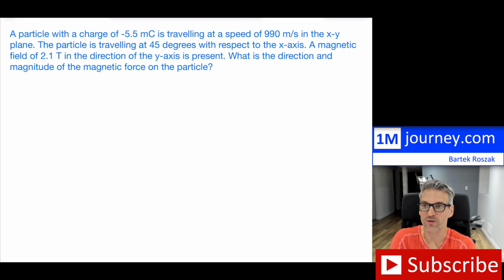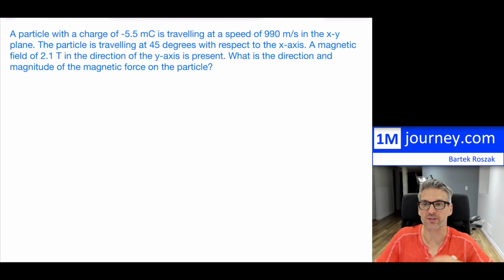A particle with a charge of negative 5.5 millicoulombs is traveling at a speed of 990 meters per second in the xy plane. The particle is traveling at 45 degrees with respect to the x-axis. A magnetic field of 2.1 Tesla in the direction of the y-axis is present. All right, so what is the direction and magnitude of the magnetic force on that particle?